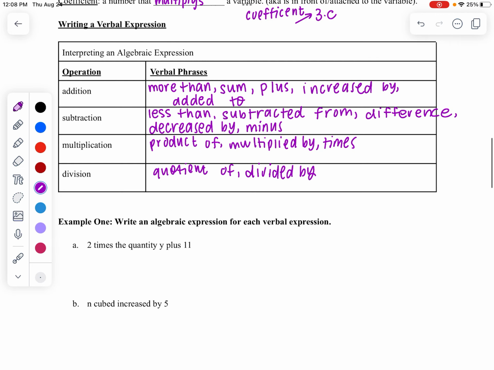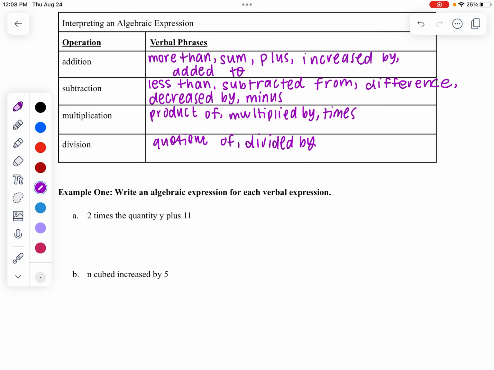So this says write an algebraic expression. So an expression, just so you know, the difference between an expression and an equation is we don't need an equal sign. So we're just doing expressions right now. We don't necessarily need an equal sign. So example 1 says write an algebraic expression for each verbal expression. So this first one says 2 times the quantity y plus 11.